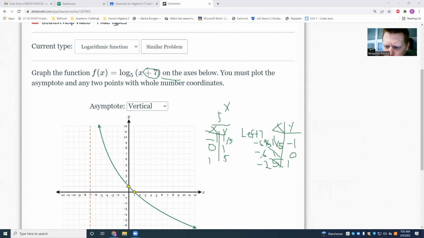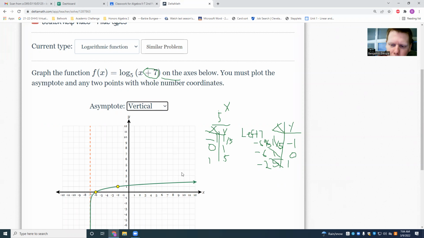But I'm going to focus on plotting these. Well, in Delta Math, it just has you do 2 points anyways, and it kind of draws it for you. But it would be -6, 0. And it would be -2, 1. So I know it draws it in for me, but I can see as it goes to the right, it's getting bigger, so keep going up.